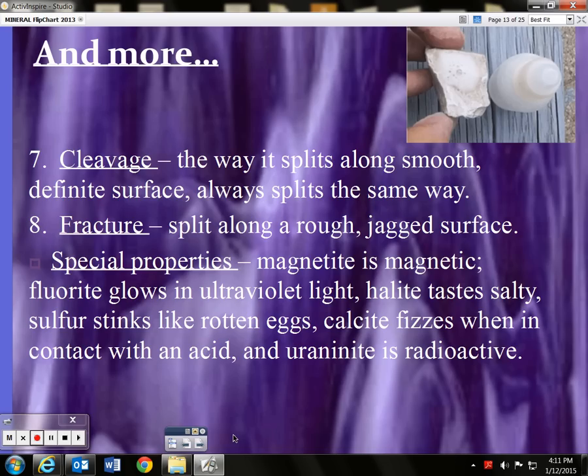Some special properties that you need to know are down here. Okay, you need to know these also. Magnetite is magnetic. Fluorite, which I'll show you in class, glows in ultraviolet light. Halite, if I let you taste it, which I'm not going to, but if I let you taste halite, it literally tastes like salt. Sulfur is bright yellow and it smells like rotten eggs. If we put acid on calcite, it'll fizz. And the one that you will not be seeing is uraninite, and that is radioactive.